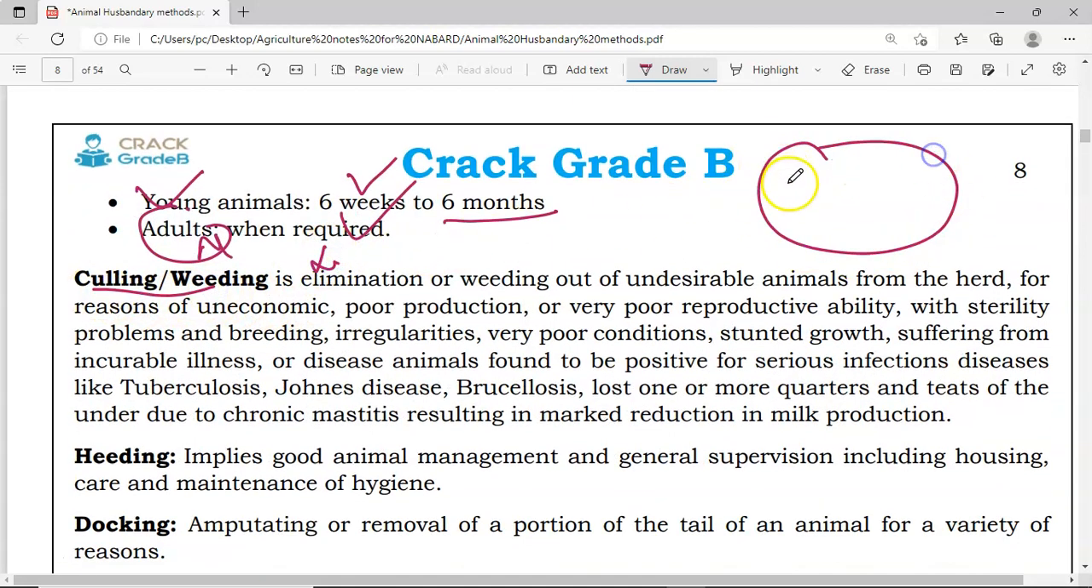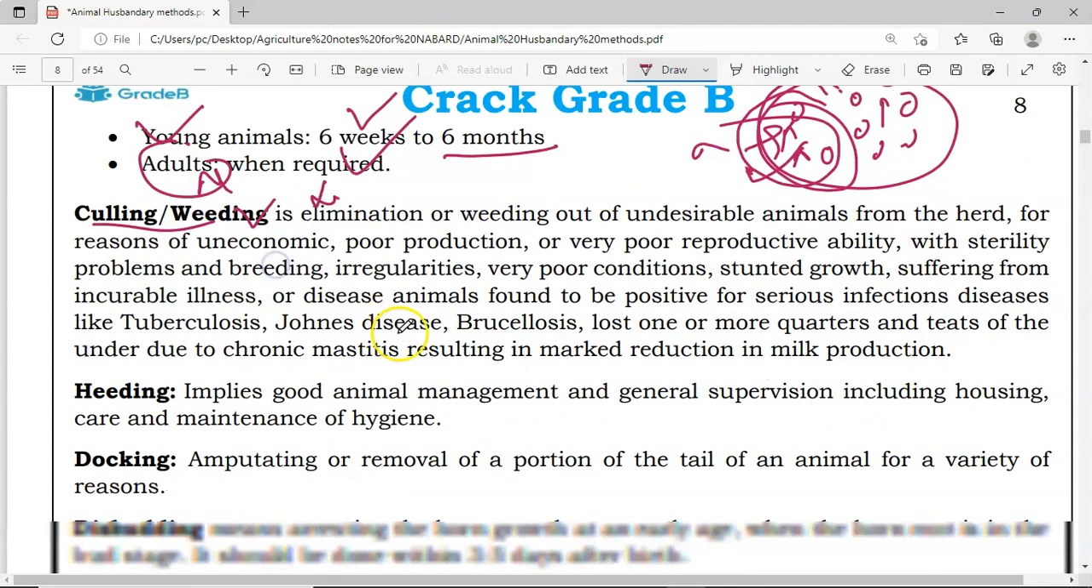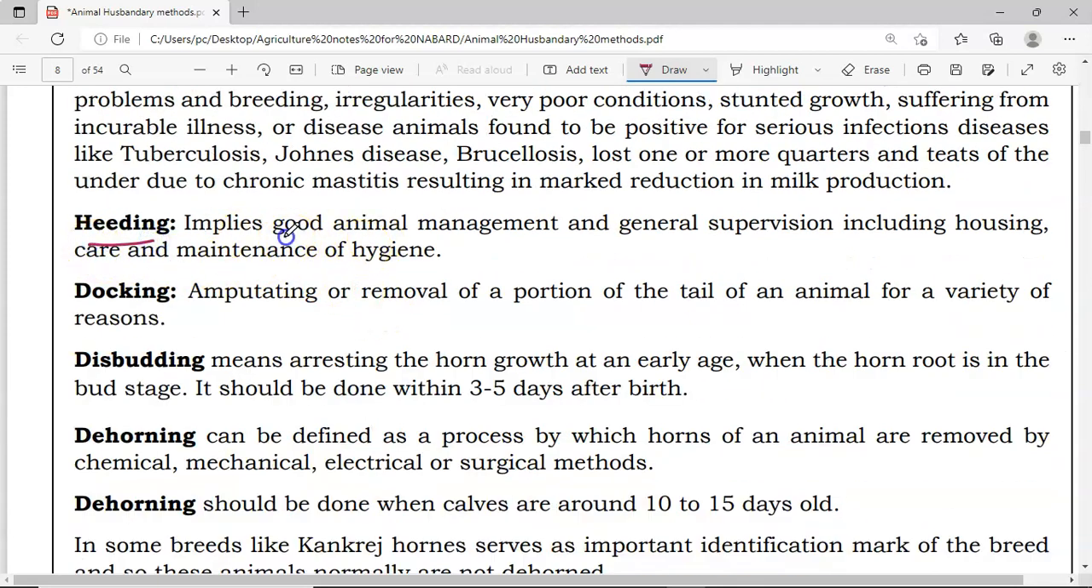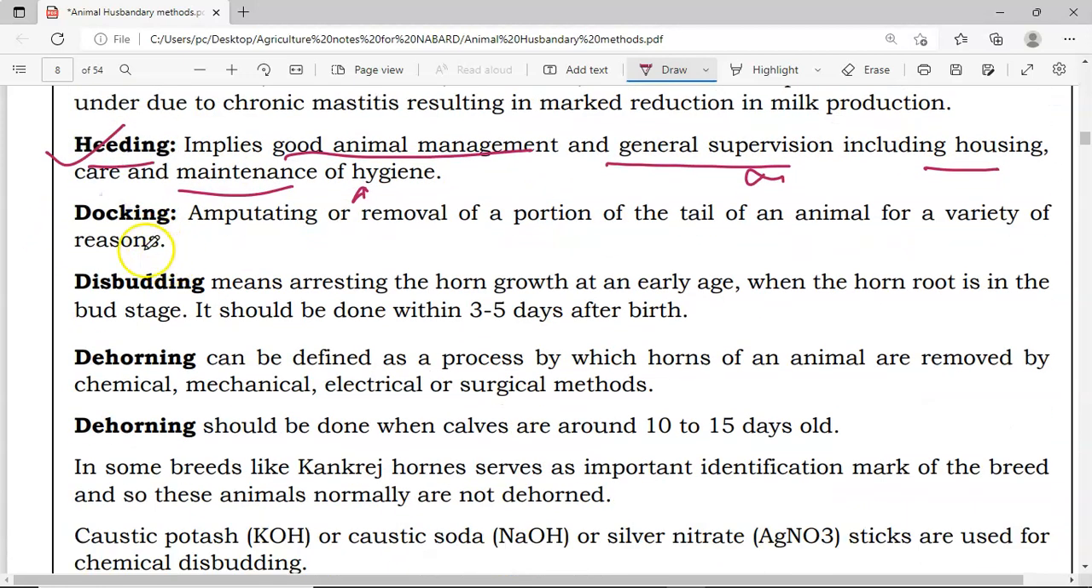Culling and breeding, it is a very important operation. For example, out of some animals you don't require certain animals. Why? Because they are ill, they have some disease, they are affecting your production, they are giving poor production. For example, they are not giving milk. So removal of these animals is known as culling. Heeding, it implies good animal management and general supervision, including housing, care and maintenance of hygiene. Very important term.